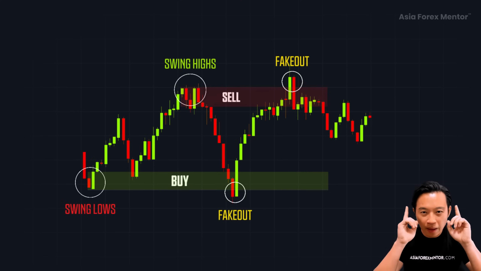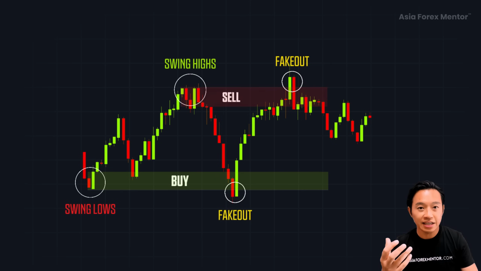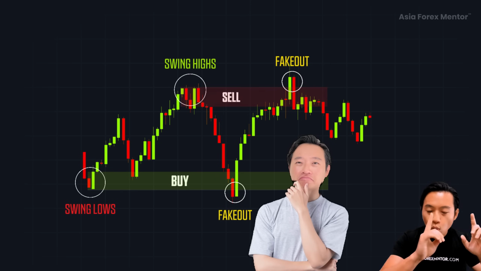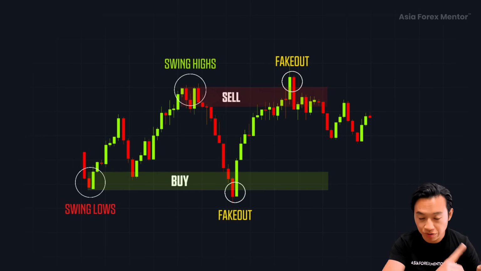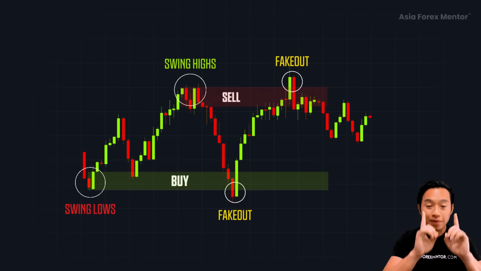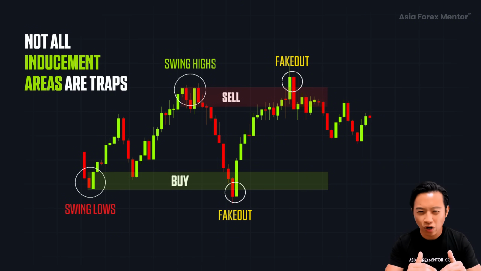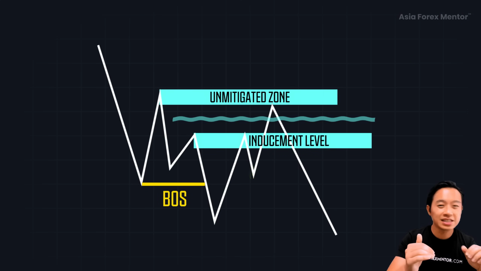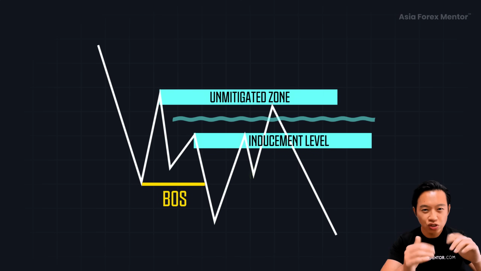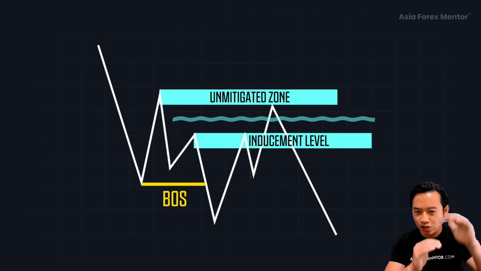So the key motive of understanding smart money concepts or ICT is to know where all these potential traps are, like the one that we just saw. But here's the thing: not all inducement areas are traps. Some, not all of them. But it is still good to know the likely spots, like the ones that I showed you, so that you can prepare to avoid them, such as the recent one that I showed you just now, because they're so close to each other.